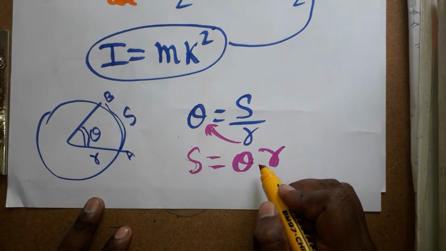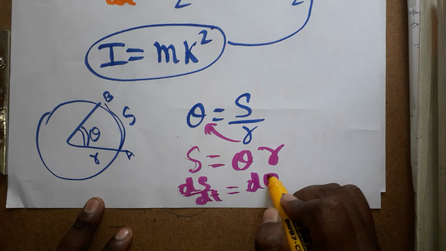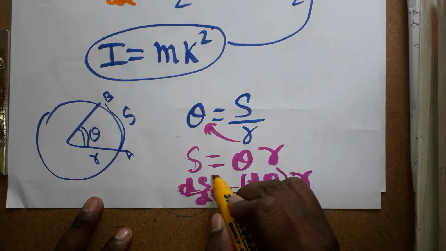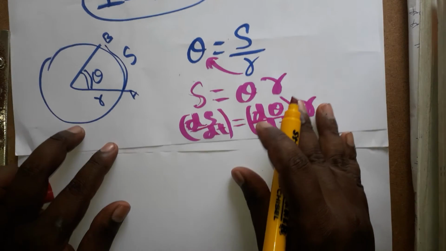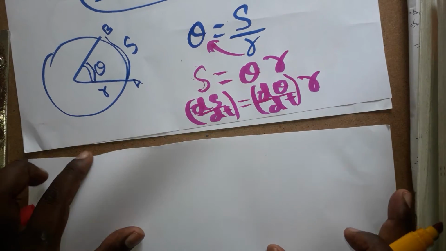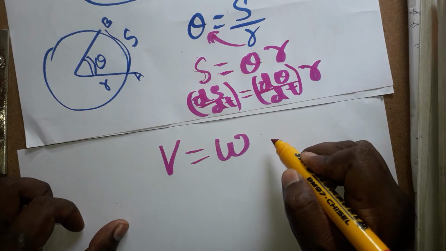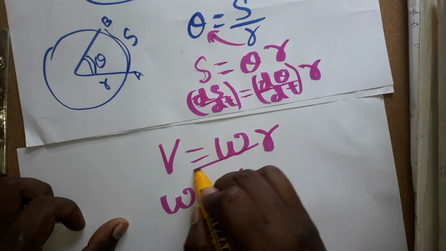Differentiating this equation with respect to time, we get ds by dt equals d theta by dt times the radius. Displacement by time we take as velocity, and angular displacement by time we take as angular velocity, omega. So v is equal to omega times r, which means omega is equal to v divided by r.